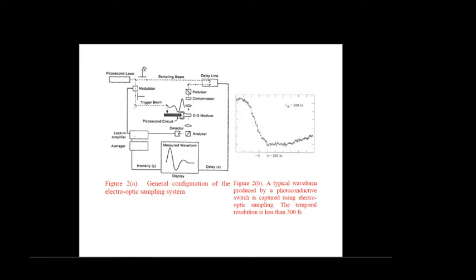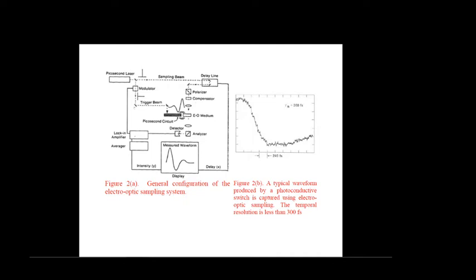The high repetition rate, approximately 100 megahertz train of picosecond pulses, is split into a trigger beam and a sampling beam. First, the trigger beam initiates the generation of the electric signal to be characterized, which propagates through an electro-optic medium. And the next one, the sampling. Actually, before sampling, we need an electric signal that should be generated by the trigger beam.